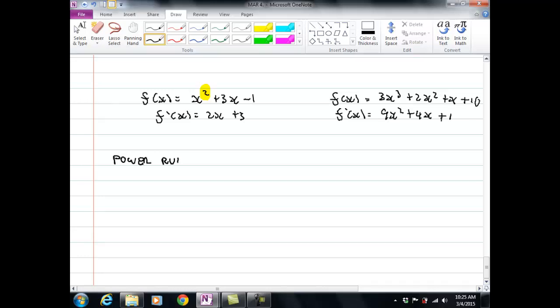Power rule. The power rule states this: f of x equals x to the power of n, f prime of x equals n times x to the power of n minus 1, which is exactly what Ruby just explained to us. We're going to test your theory out to see if this is true or not.